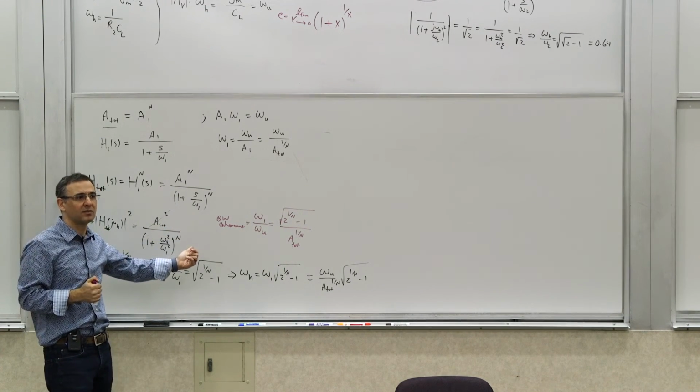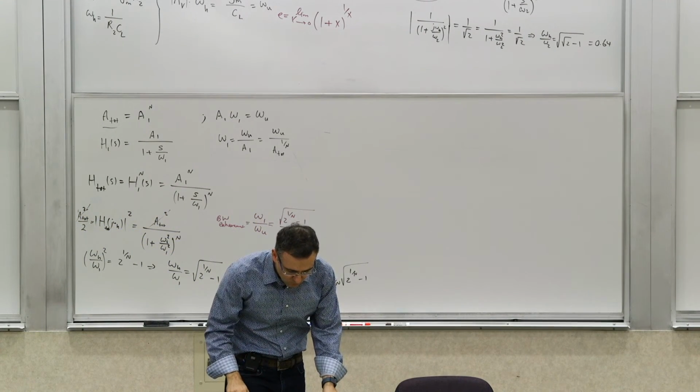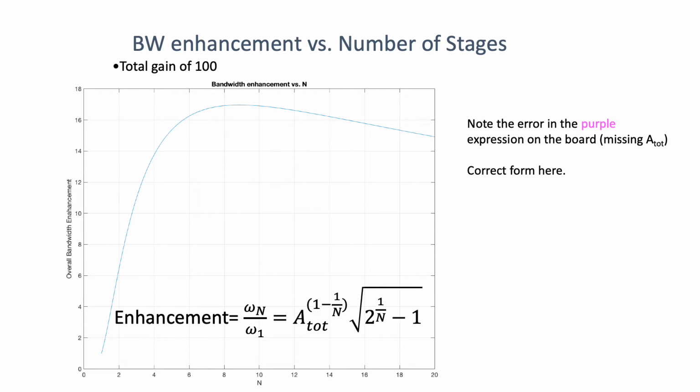So if you plug in a number of stages, you can see what it is. Let me give you an example. For a gain of 100, I'm going to make a little mini table. Let's say your target gain is 100, like that example. If you have 2 stages, of course, we saw what the enhancement was. It was 6.4. With 3, you get 11.